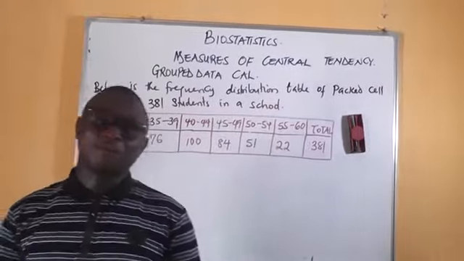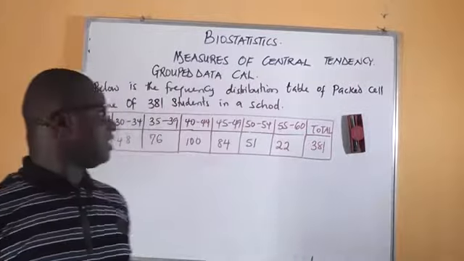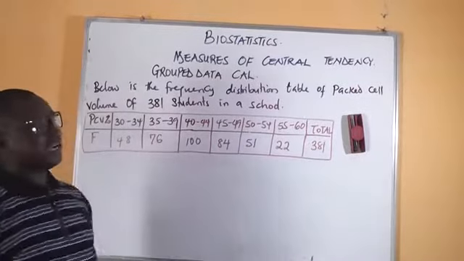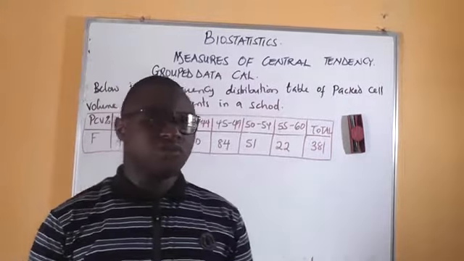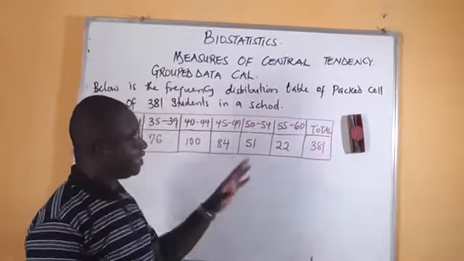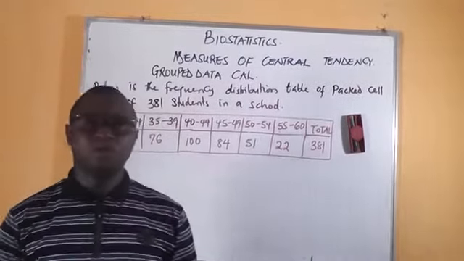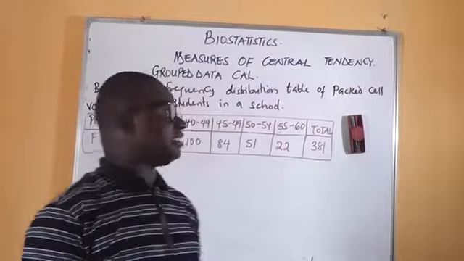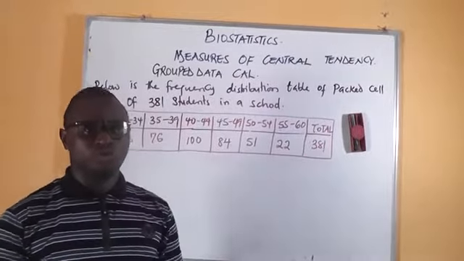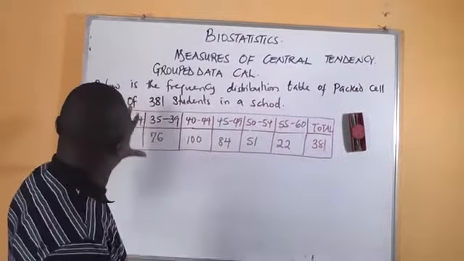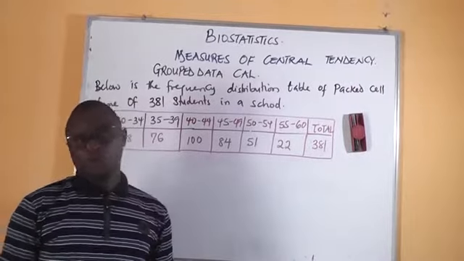Alright, welcome guys, and we are going to be looking at grouped data calculation now for measures of central tendency. Please, if you have not watched the ungrouped data lesson, I would advise you to check the link below and watch the previous lesson on calculation for ungrouped data. So we're not going to be looking at ungrouped data here. Now, we have an example before us to look at.